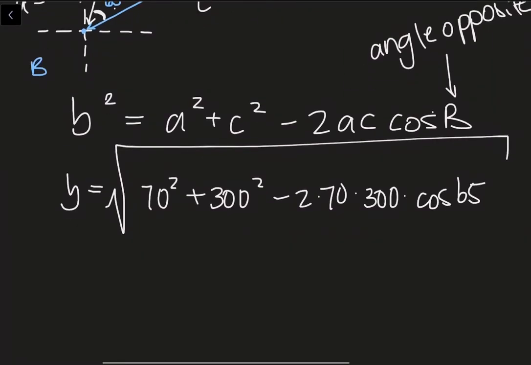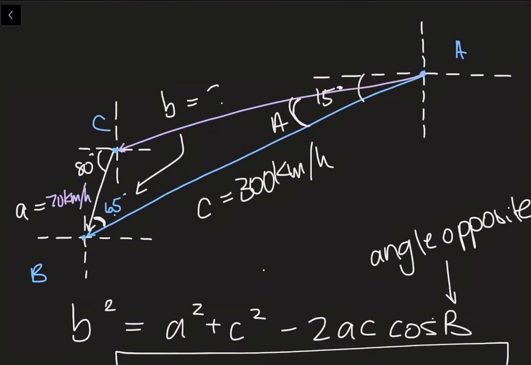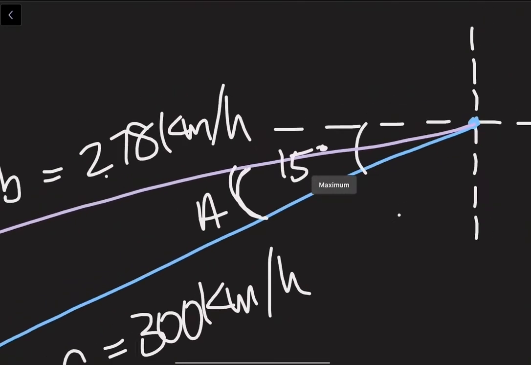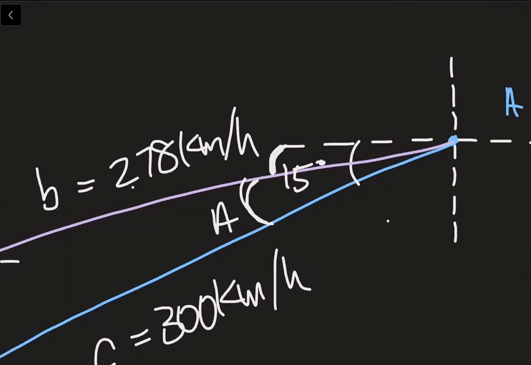And if you plug this entire expression into your calculator, that should give you 278 kilometers per hour if we're rounding to 3 sig figs. Okay, so now we know that B is 278 kilometers per hour. And now we just need to look for the heading. So to look for the heading, we need an angle. So you can look for this angle or you can look for this angle.